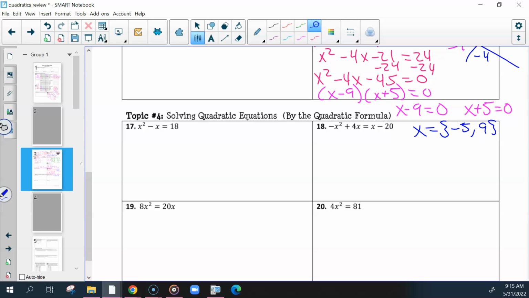The hard part is trying to figure out how you're supposed to solve it, what type of problem it is.